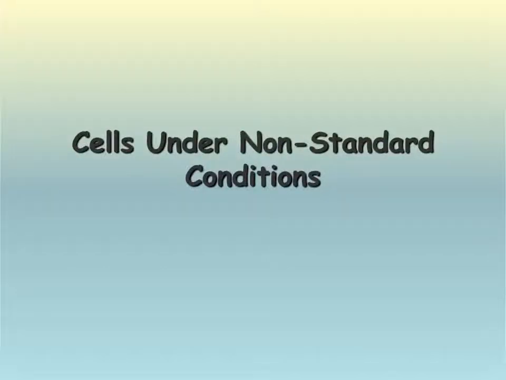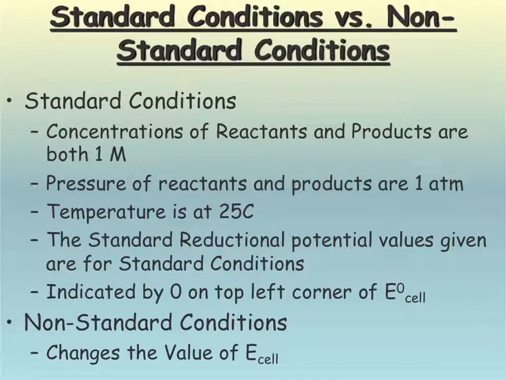All right, in this podcast, we're going to talk about galvanic cells that are under non-standard conditions. First off, we need to talk about what standard actually means. Standard is defined as the concentrations of the reactants and products both being 1 molar, the pressure of reactants and products being 1 atmosphere, and the temperature being 25 degrees Celsius.